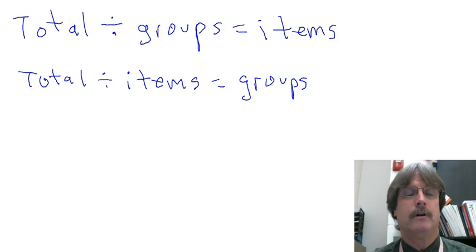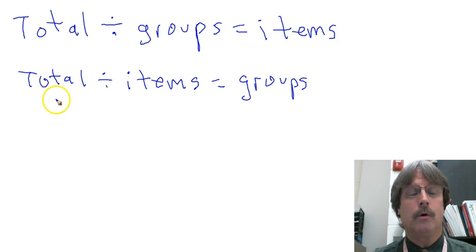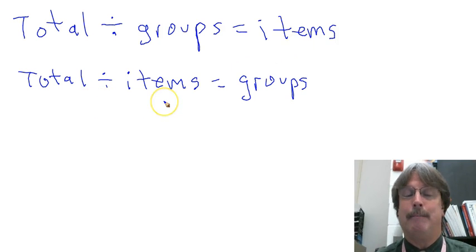I want to start out, though, just reminding everyone that when we're doing division, we're taking the total and dividing that by groups, and that's going to tell us how many items we have. Or we're going to take the total and divide that by the number of items, and it's going to tell us how many groups. And of course, that's going to be even numbers that we're trying to look for.